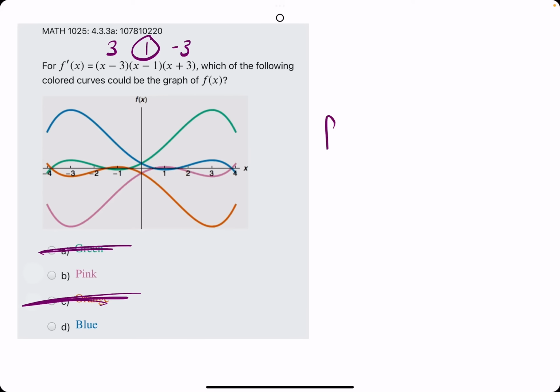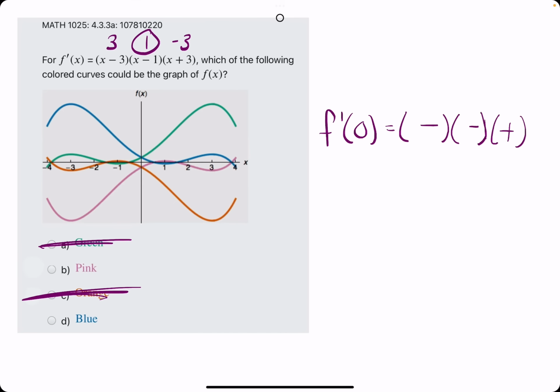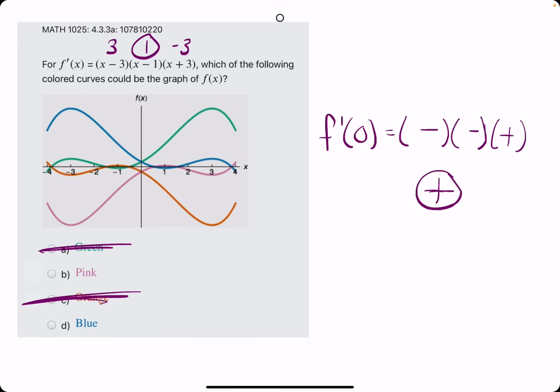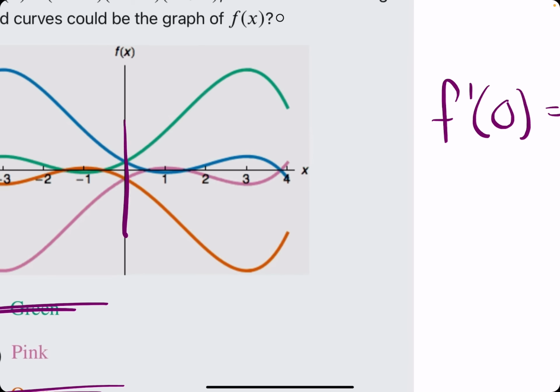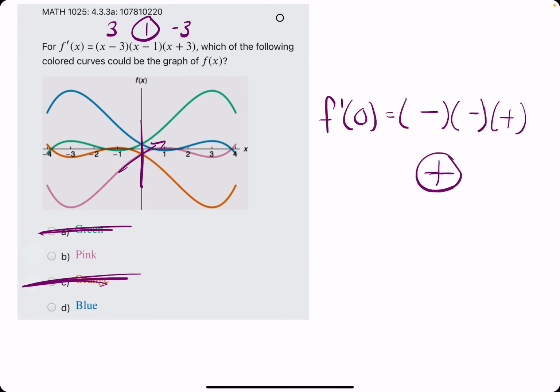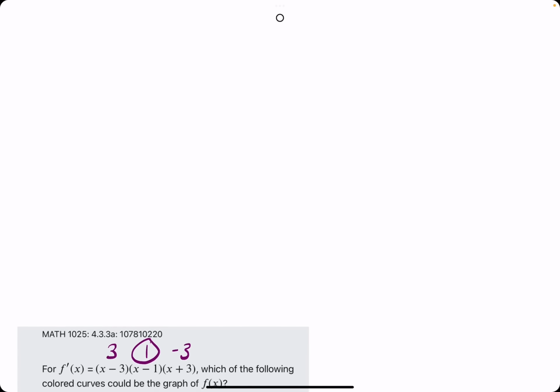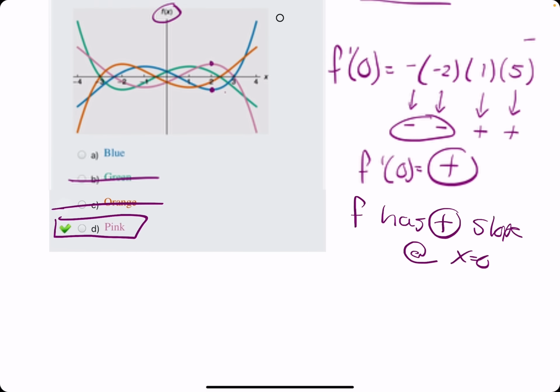And we plug in 0 to f prime. 0 minus 3 gives us a negative. 0 minus 1, negative. And then 0 plus 3, positive. Negative, negative, positive. An even number of negatives is a positive. We're looking for the one that has a positive slope. So between pink or blue, right at x equals 0, pink has the positive slope. So that's our answer.